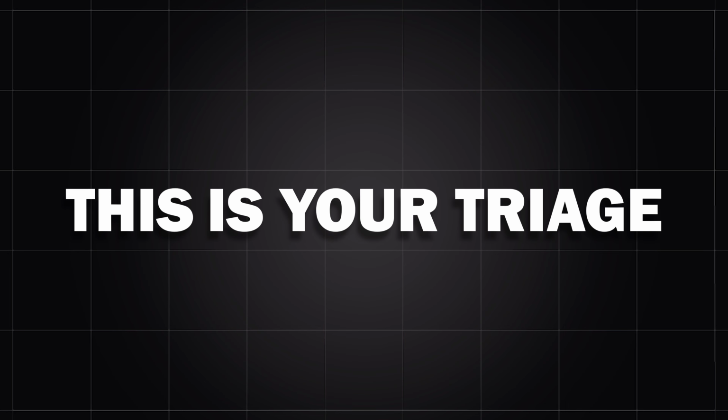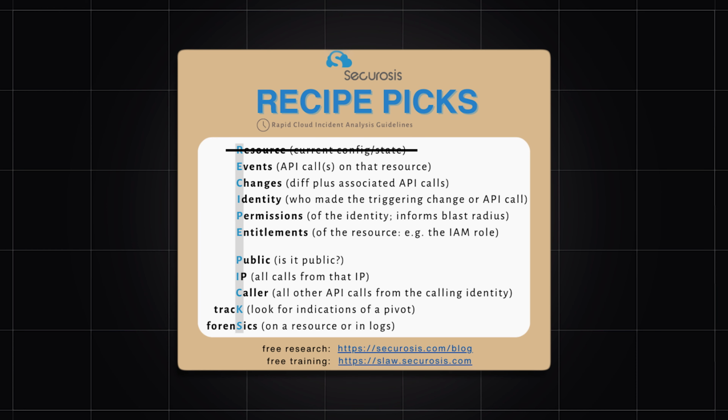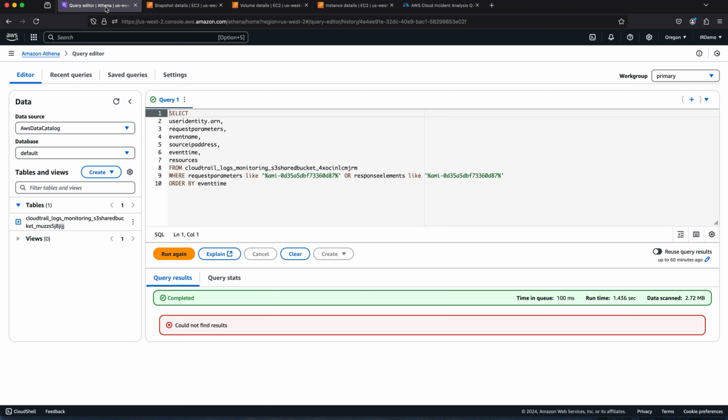Remember, this is your triage. This is trying to figure things out as quickly as possible. It's not trying to know everything that occurred. We're going to get there. Going down to the events, API call on that resource. I want to know all the API calls on that resource because that's going to give me the history of that resource, probably going to tell me what triggered this individual incident.